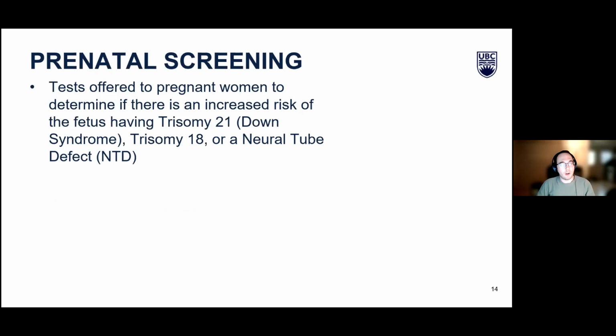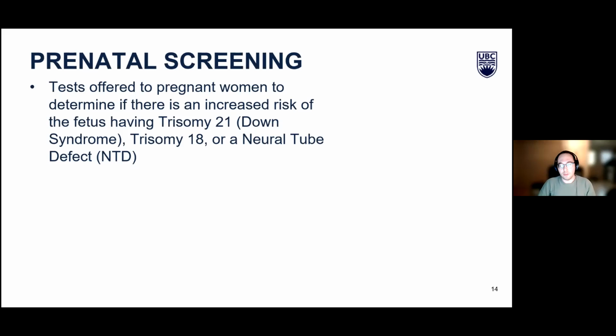All right, so moving on to our specific topics. So the first one is prenatal screening. So prenatal screening are a series of tests that are offered to pregnant women to determine if their fetus has an increased risk of certain genetic conditions. This includes trisomy 21 or Down syndrome, trisomy 18 or a neural tube defect.